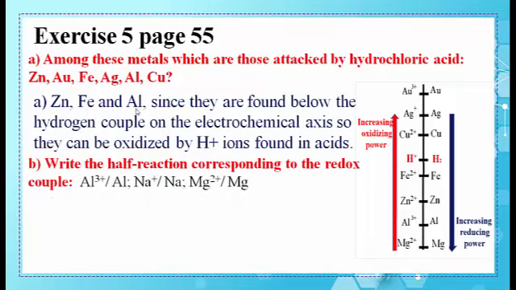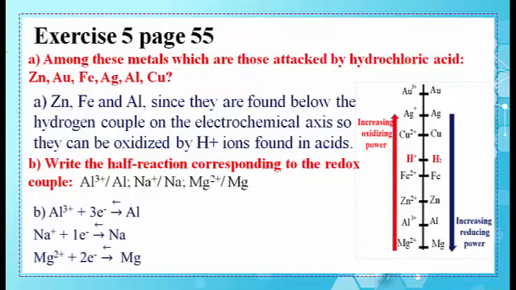In part B, we are asked to write the half reaction corresponding to the redox couples Al3+/Al, Na+/Na, and Mg2+/Mg. It is a very easy question. For the first couple, Al3+/Al, it is Al3+ plus 3 electrons gives Al, or Al gives Al3+ plus 3 electrons. For the redox couple Na+/Na, we say that Na+ plus 1 electron gives Na, or Na gives Na+ plus 1 electron. For the last redox couple Mg2+/Mg, Mg2+ plus 2 electrons give Mg, or Mg gives Mg2+ plus 2 electrons.